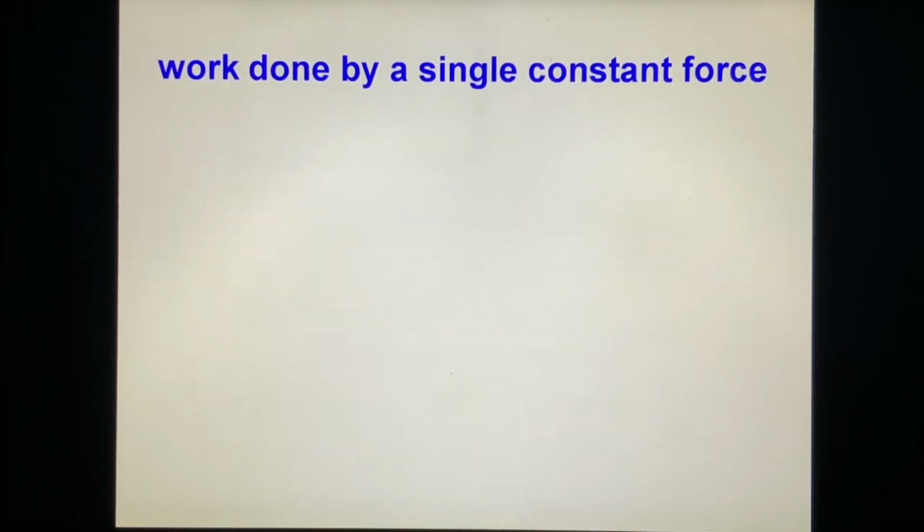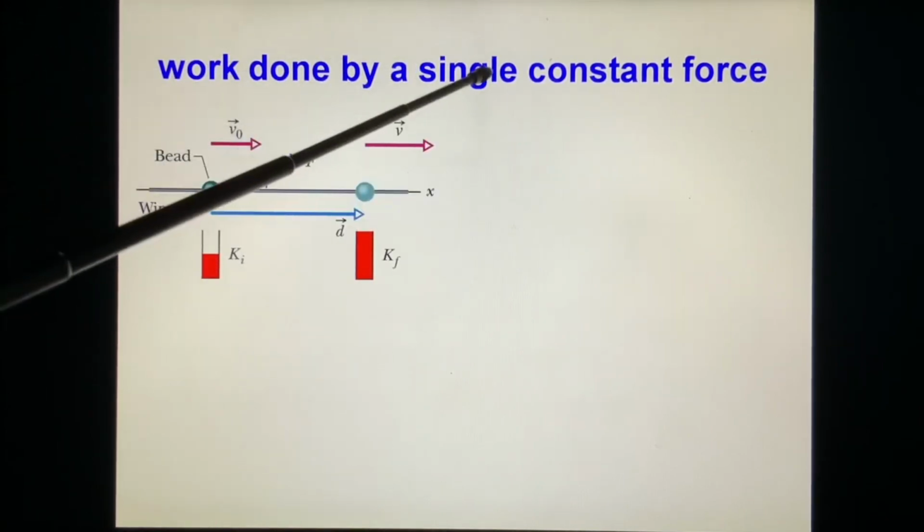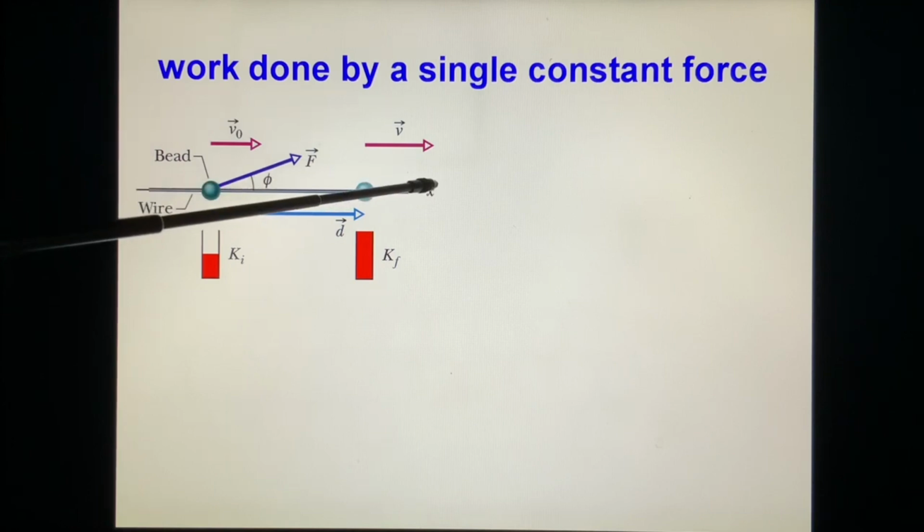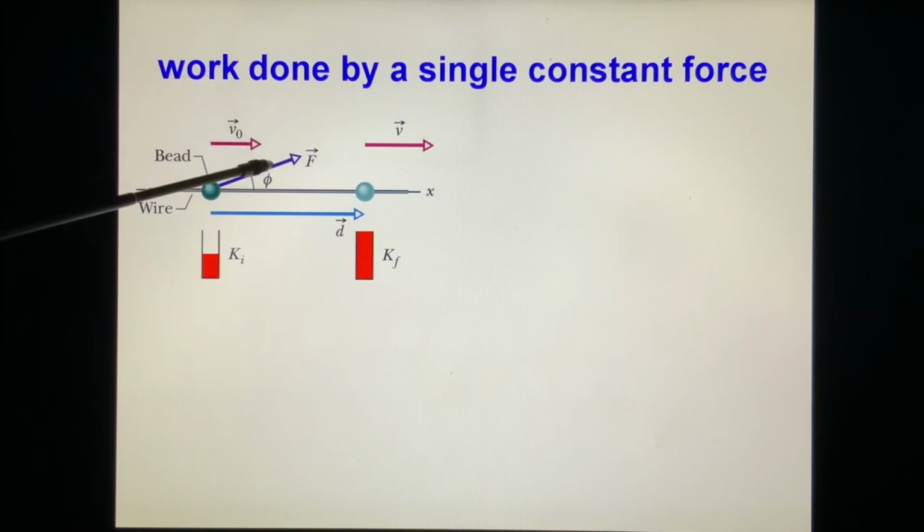Work done by a single constant force. We look at the situation: a bead is moving along the x-axis with displacement d under a force. This force is single and constant. Constant means that during the motion, its direction and its magnitude do not change. Phi is the angle between F and x.